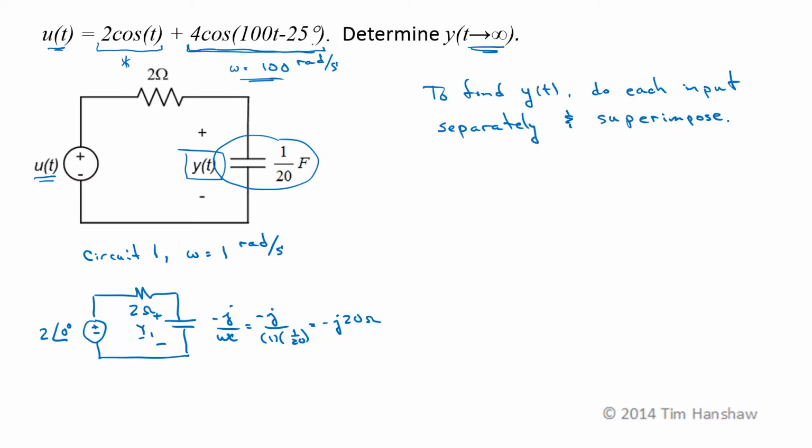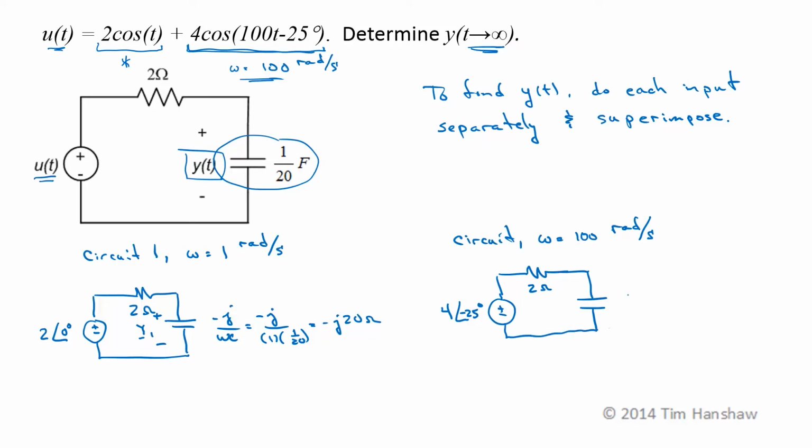Then we have to do the problem again for this input, so we have a second circuit. The frequency is 100 radians per second. At that frequency, the input is 4 at an angle of minus 25 degrees. The resistor's impedance is still 2 ohms. The capacitor's impedance changes to minus j over omega C, which is minus j over 100 radians per second times 1 over 20 farads, so this is minus j over 5 ohms. And this will be our output phasor y2.